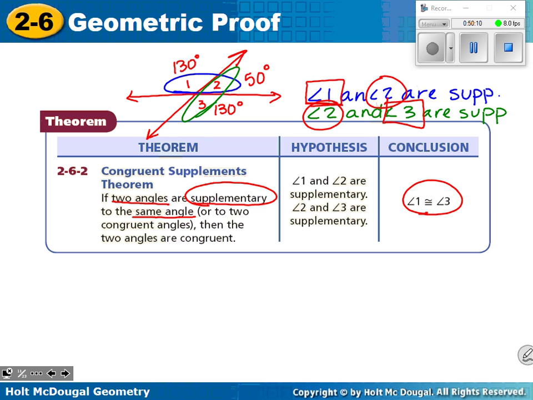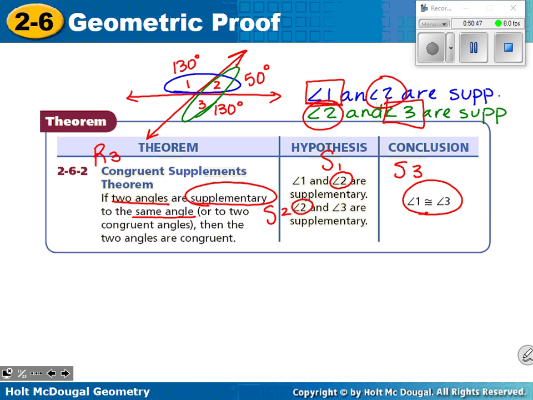So again, how would that look in a proof? In a proof, you might have statement 1, angle 1 and 2 are supplementary. Maybe later you have statement 2 that says angles 2 and 3 are supplementary. And you recognize, oh, they're both supplementary to the same angle. So then you could say statement 3, 1 and 3 are congruent. And the reason for statement 3 would be congruent supplements theorem. Does that make sense? Okay, same exact idea.